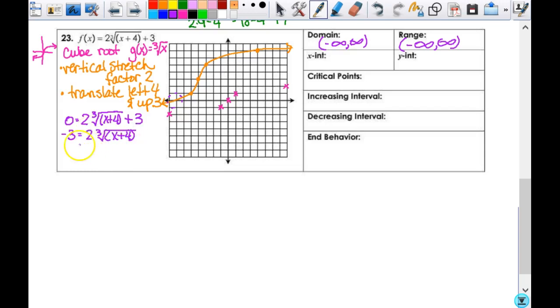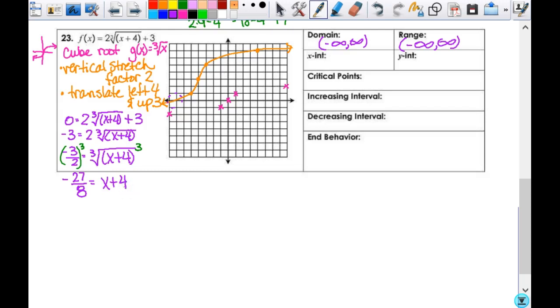So then I have to divide by 2 before I can do anything else. So I'm going to get -3 halves is equal to the cube root of x plus 4. Okay, so to get rid of the cube root, I'm going to have to cube both sides. Cube this. So when I cube this, it's going to stay negative because it's an odd exponent. 3 cubed, so it's going to be -27/8 is equal to, and then I'm just left with x plus 4 here.